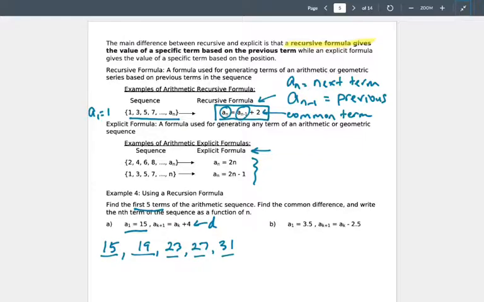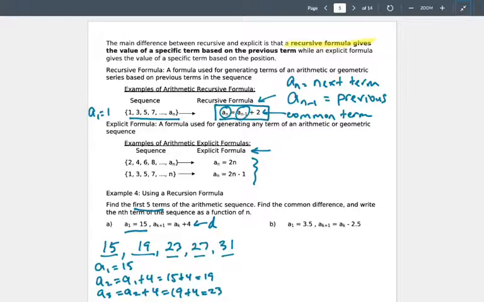Okay, and then what I want you to think about is our first term was 15. To get our second term, we took the first term and we added 4 to it. So that was 15 plus 4, which is how we got that 19. Or to get the third term, we're going to take the second term and add 4 to it. So we take 19 and add 4 to get that 23, and so on.